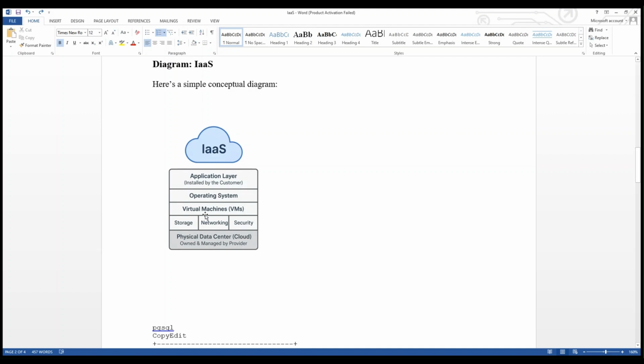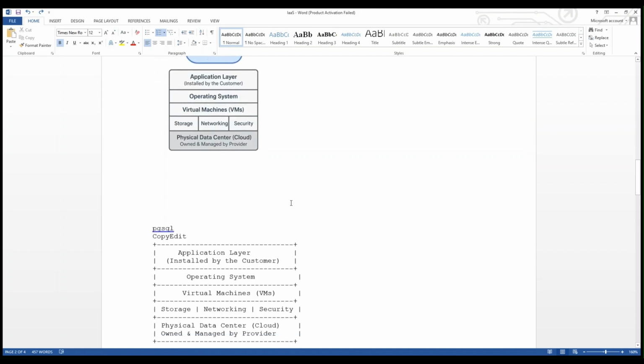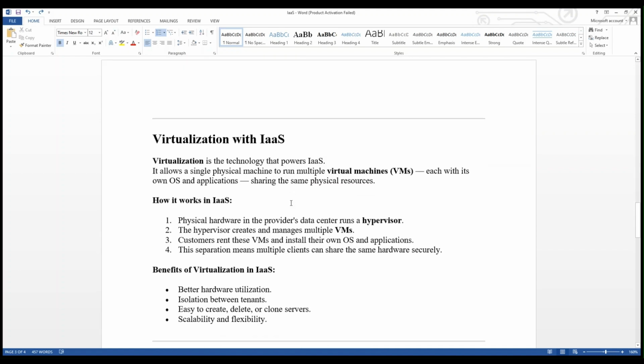Here the question, friend, is how they will provide you those servers actually. So friend, they are providing you the servers by using the concept of VMs, or virtual machines. Now, what is actually a virtual machine? So, friend, a virtual machine is basically a concept which allows a single physical machine to run multiple virtual machines, each with its own operating system and application.